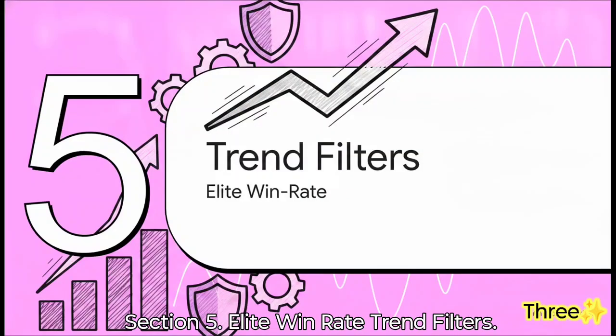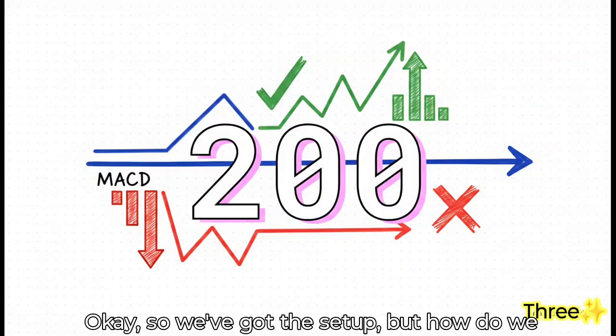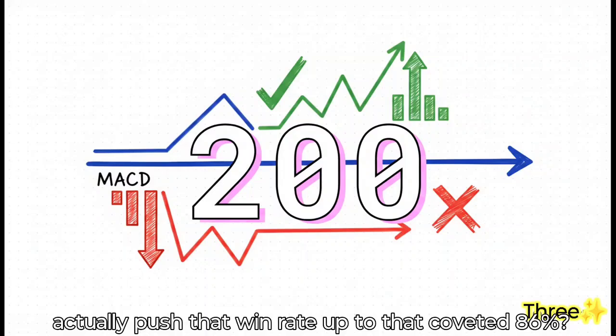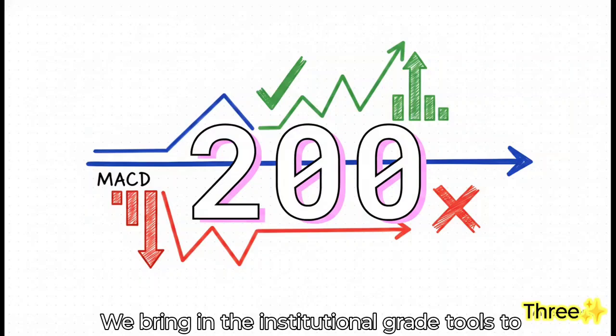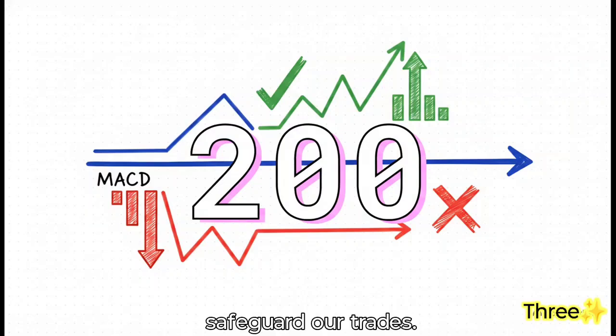Section 5. Elite Win Rate Trend Filters. Okay, so we've got the setup, but how do we actually push that win rate up to that coveted 86%? We bring in the institutional-grade tools to safeguard our trades.